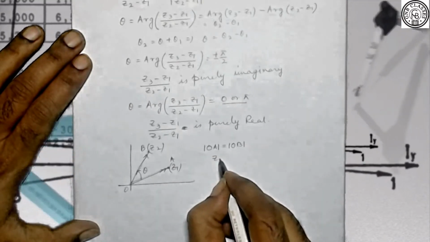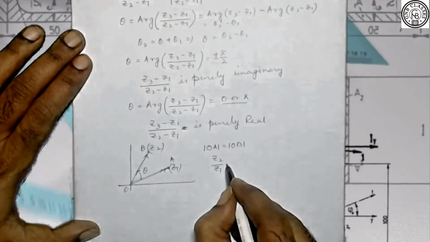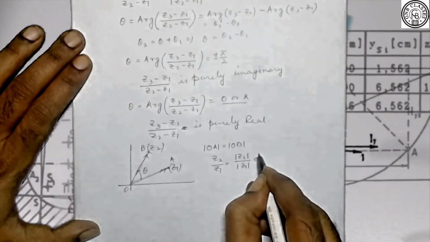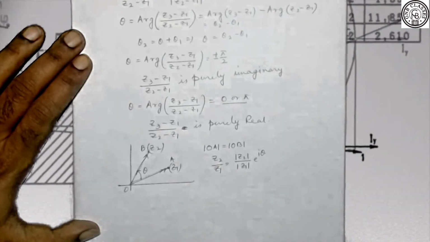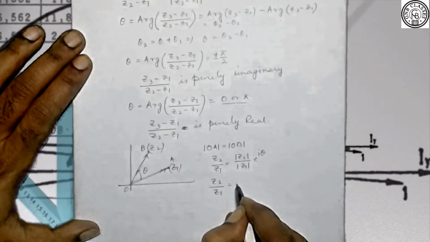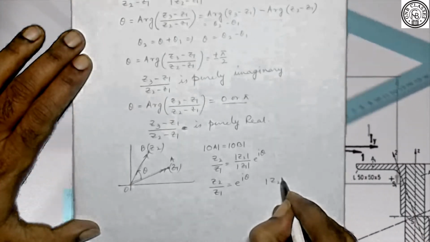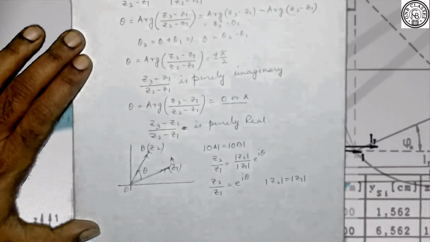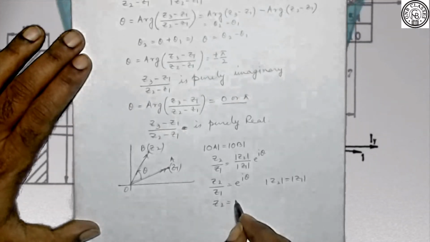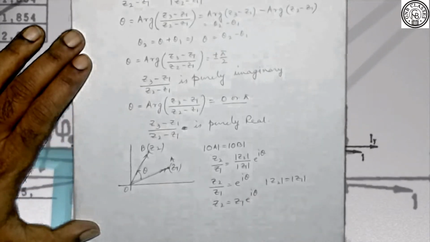We have already done that Z2 by Z1, if I apply Cotes' method or the rotation theorem, we get mod of Z2 by mod of Z1 e to the power iota theta. So your Z2 by Z1 gives us only e to the power iota theta. Why? Because mod of Z2 is the same as mod of Z1. That is, their lengths are the same. So Z2 can be written as Z1 e to the power iota theta. Tell me yes or no.